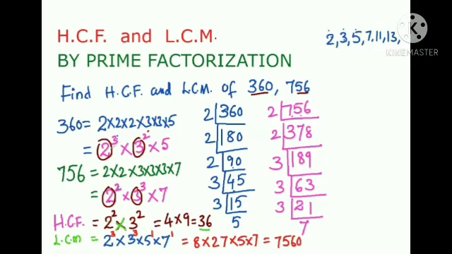Once again, I'll repeat. HCF means the product of the smallest power of the common prime factors of the numbers, and LCM means the greatest power of each prime factor of the numbers. So let us understand this concept by solving one more example.